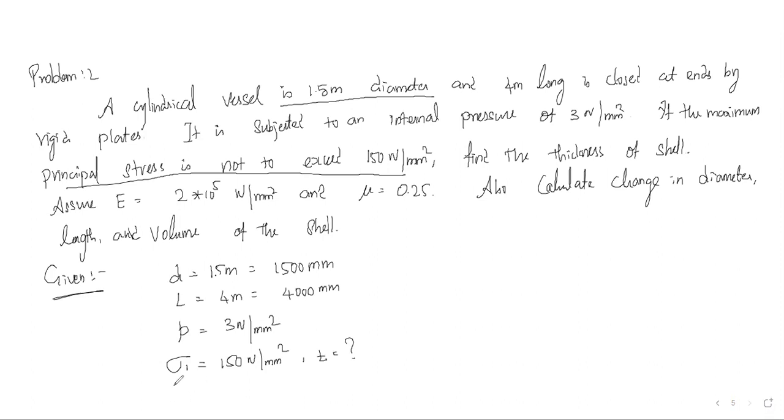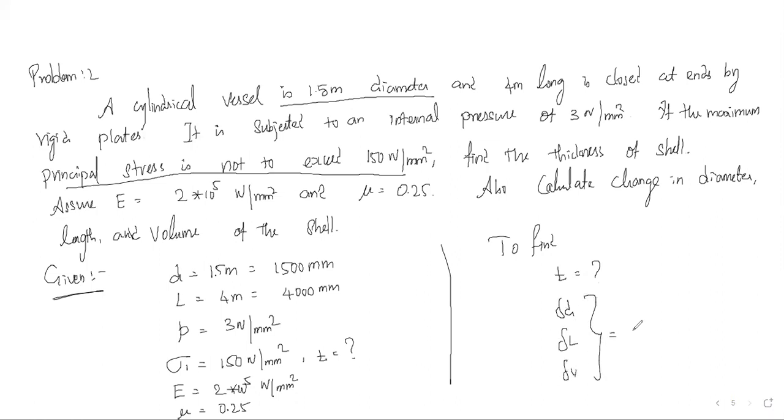Okay, then they have given that E is equal to 2 into 10 to the power 5 Newton per mm square. Then Poisson's ratio mu is equal to 0.25. Now we have to calculate T is equal to how much, then change in diameter, change in length, and change in volume is equal to how much. These are all the things we have to calculate. So let us move on to the solution part.